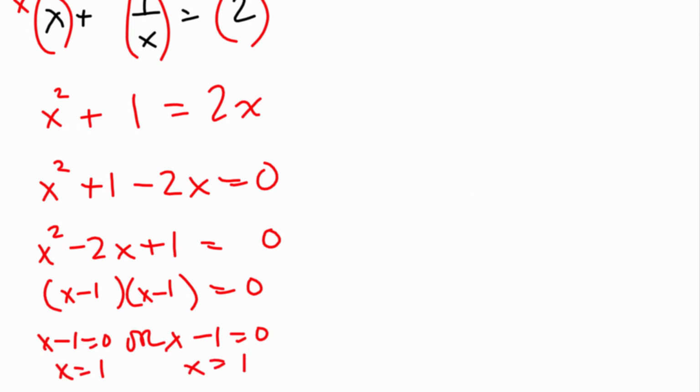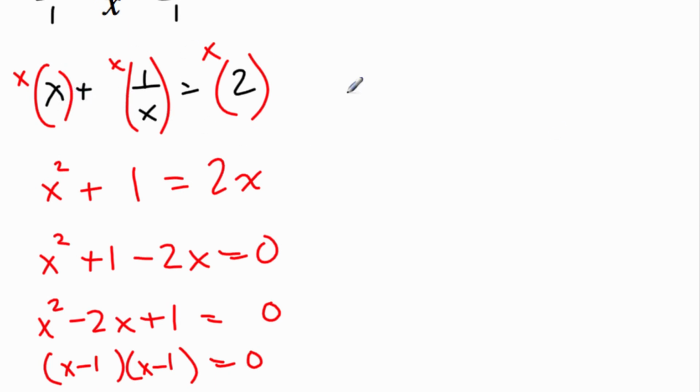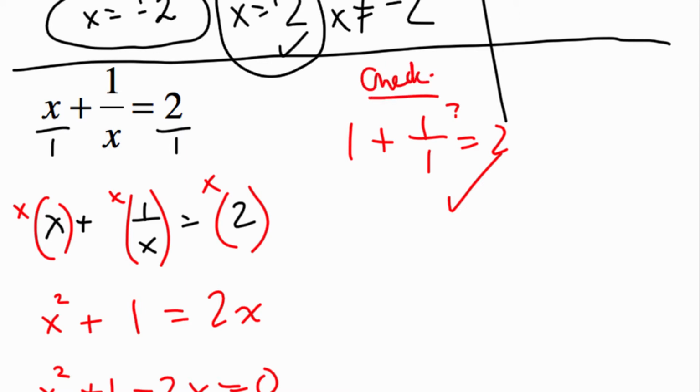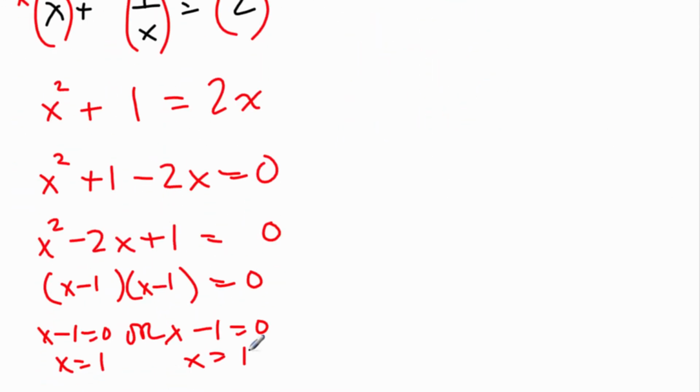Now, if I put that back in my equation here, let's go to the original one, right here. So it would be 1 plus 1 over 1. Does that equal 2? So 1 over 1 is 1, 1 plus 1 is 2, yes. So that's my check right there. Therefore, this answer is correct.